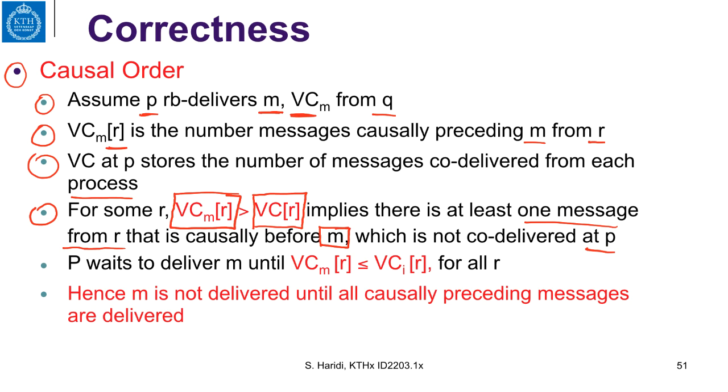So the algorithm does the following. P will wait to deliver M until the vector timestamp for each field of the message is less than or equal to the local vector of the process at each element R. So M will not be delivered until all causally preceding messages are delivered. We are going to see an example of that soon to understand this property.